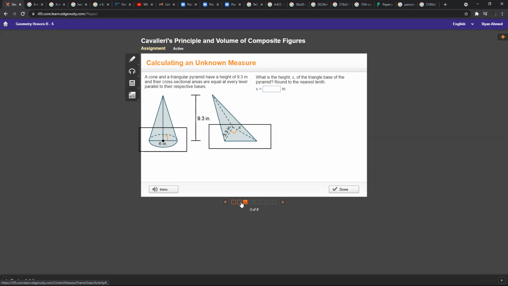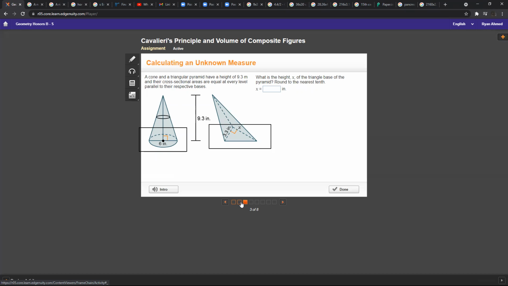I want to look through that one more time and make sure. They have the height of 9.3. Cross-sectional areas are equal at every level, parallel. Okay, yeah. So what that means is that at any level you pick, so for example, we could pick this level right here. The base at this level right here would be the same as the triangular base at the very same level, which would be not that. I'm going to redraw that.